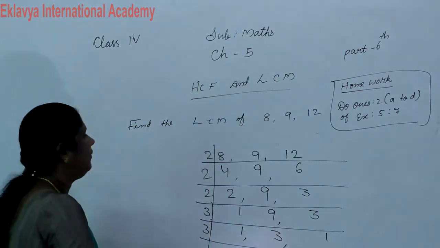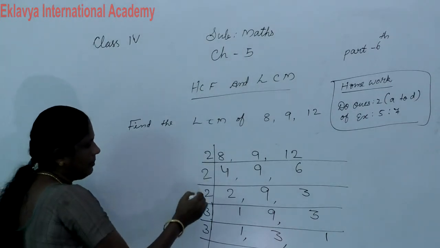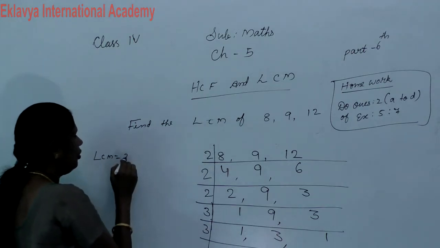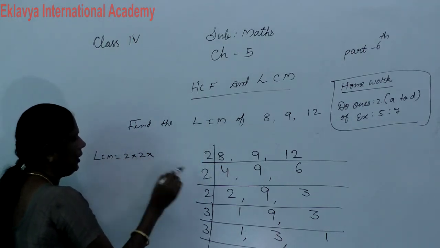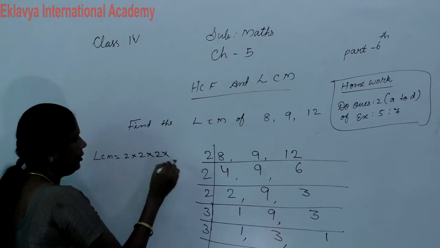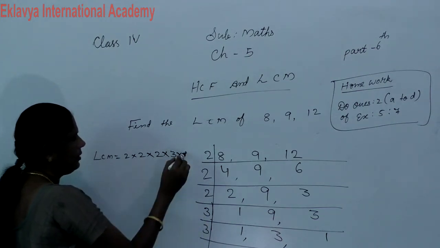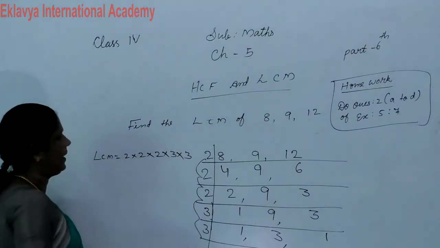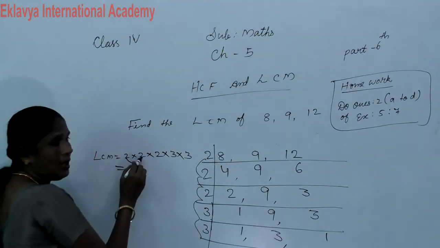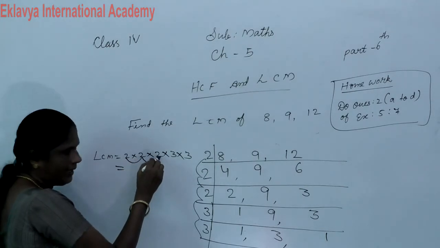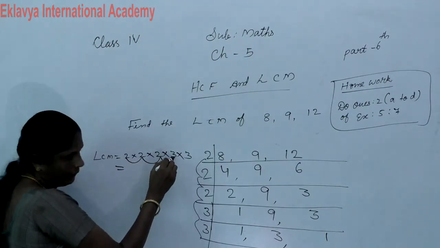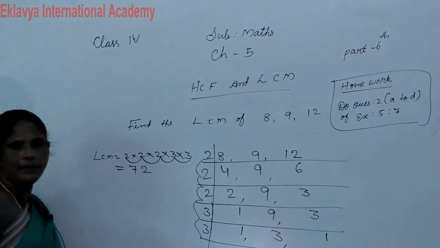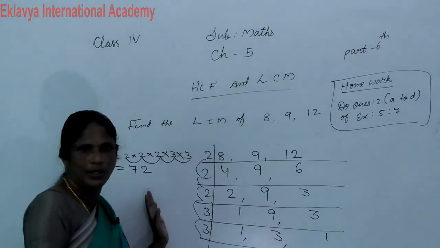Okay. Now we multiply these numbers. LCM is equal to 2 into 2 into this 2 into this 3 into this 3. We take these factors, then multiply. 2 2s are 4, 4 2s are 8, 8 3s are 24, 24 3s are 72. Our LCM is 72. Understand?